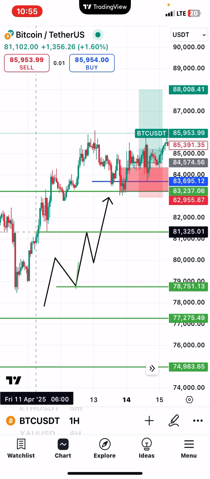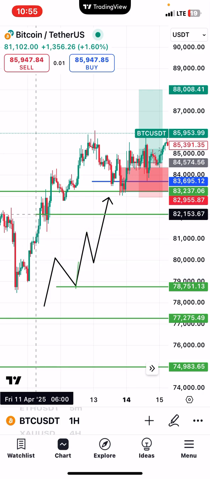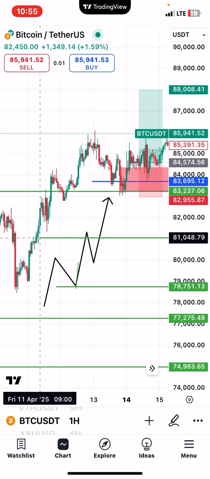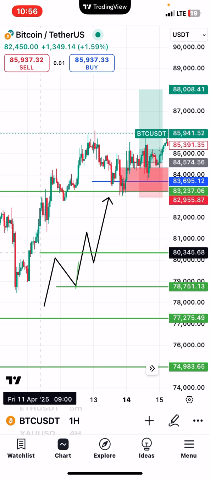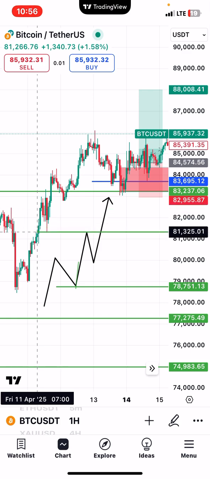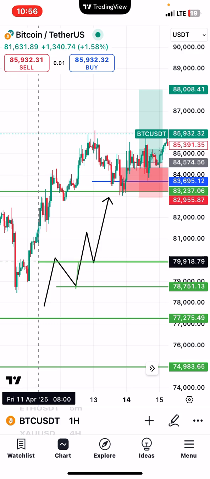You are supposed to buy from here, which is around 81,000, or you wait for price to come back to 80,000 before you buy. You don't just jump in at this zone because you want to buy and make 10%. You have to wait. When price moves from here to here, you have to wait for price to come back here to buy from this zone, or you wait for price to come back to 80,000.